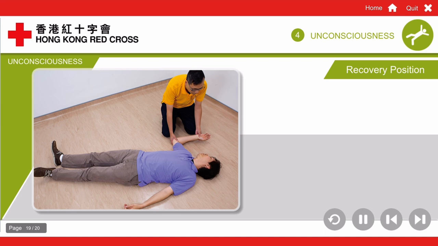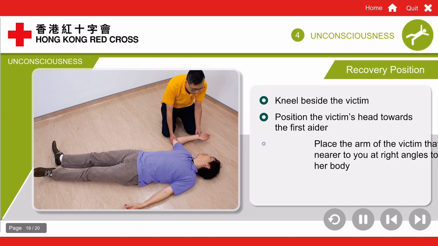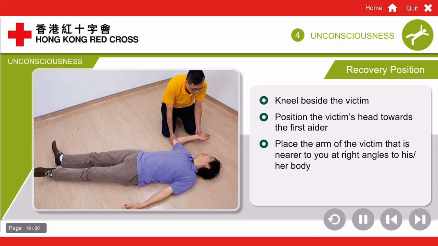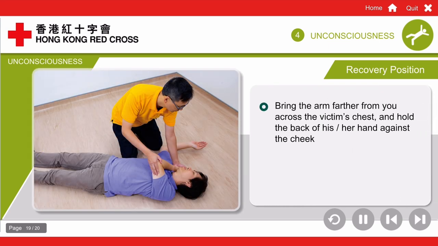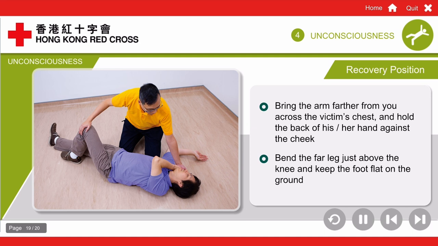How can we move the victim to a recovery position? First, kneel beside the victim. Position the victim's head towards the first aider. Place the arm of the victim that is nearer to you at right angles to his or her body, with the elbow bent and the palm facing upwards. Then bring the arm farther from you across the victim's chest and hold the back of his or her hand against the cheek. After that, bend the far leg just above the knee and keep the foot flat on the ground.